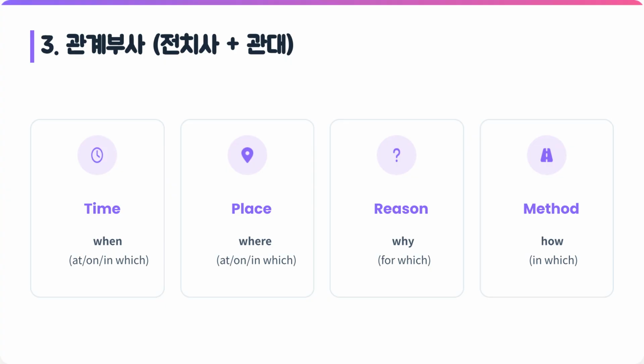Relative adverbs can be formed by combining a preposition and a relative pronoun. We have when for time, where for place, why for reason, and how for method. These can often be replaced by prepositional phrases like at, on, in which, or for which.